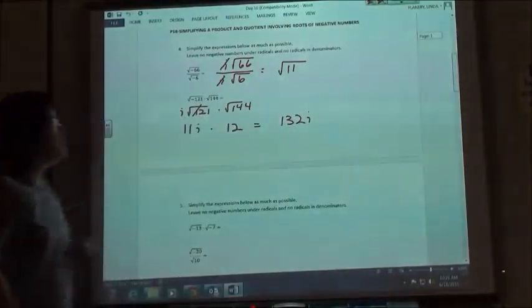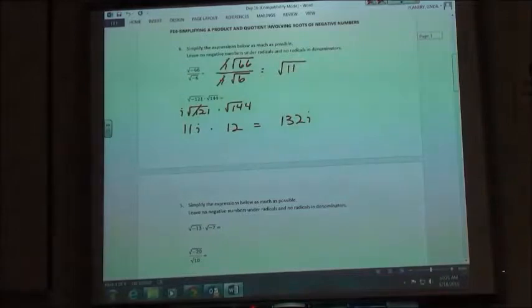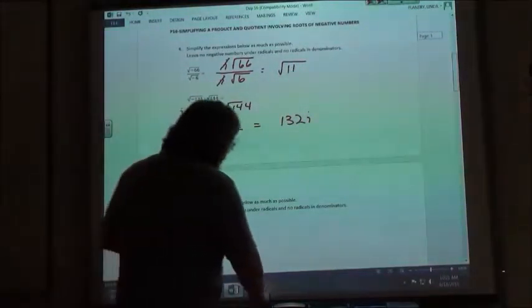You treat that i just like you would an x in most cases when you're adding, subtracting, multiplying, those kind of things.